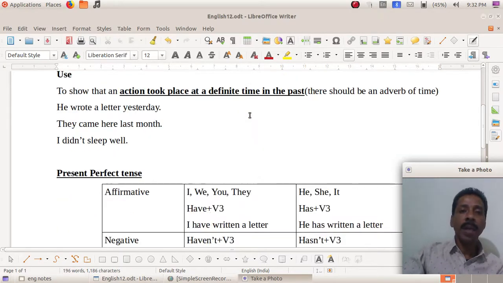So the main use of simple past tense we have already mentioned. That is to show that an action took place at a definite time in the past. This is the thing you have to keep in mind. An action took place at a definite time in the past. That means we know the time. There should be an adverb of time.